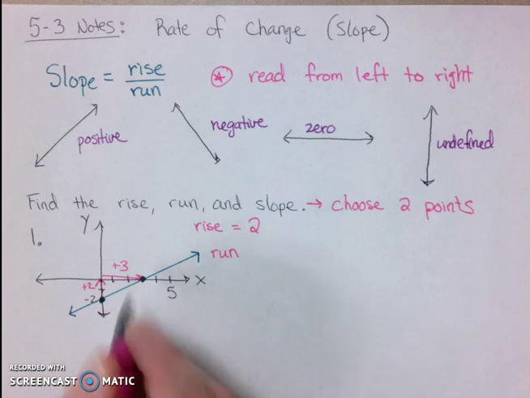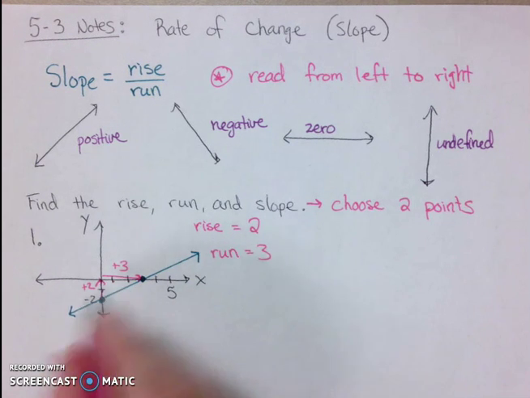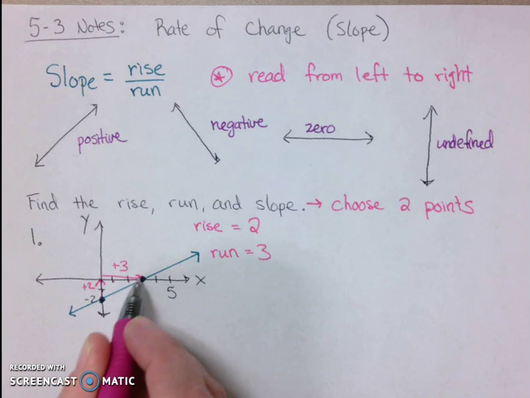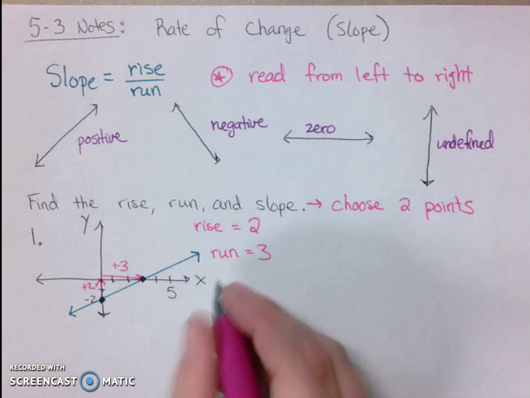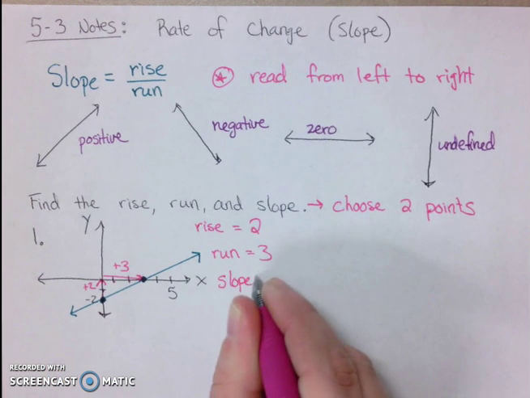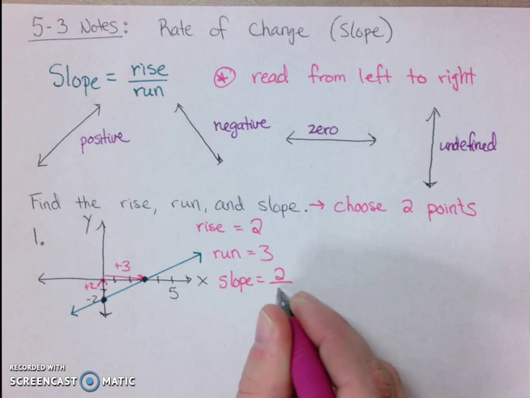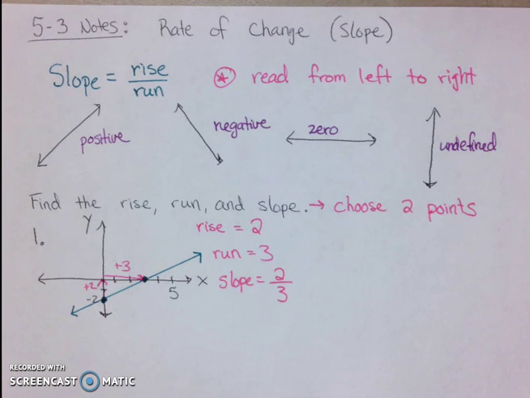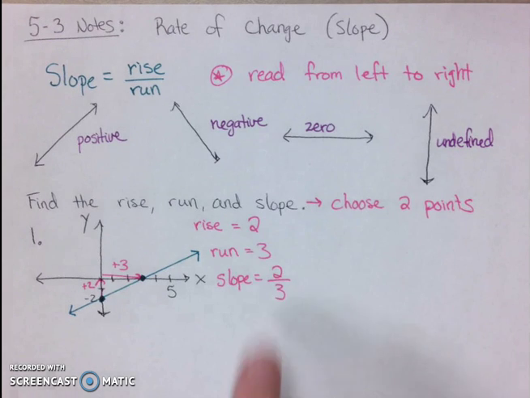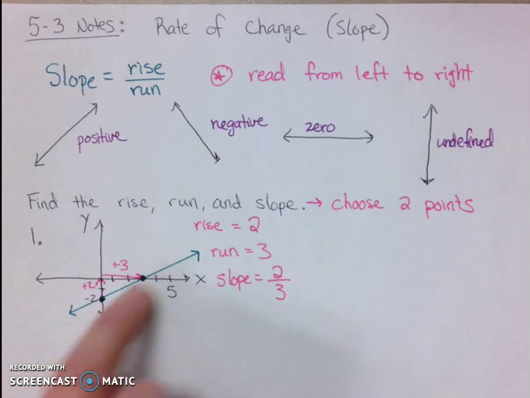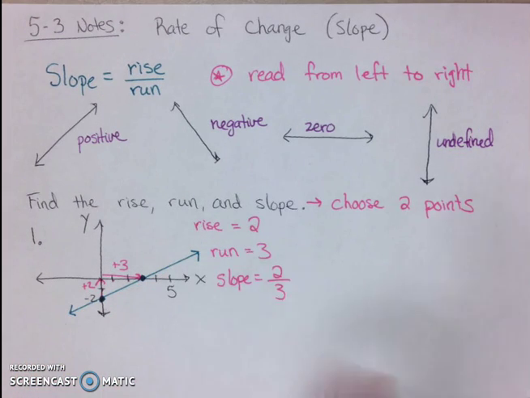Since I'm going to the right, it's positive. And your run will always be positive, because we go from left to right, the run is always positive. So then our slope is that fraction, the rise 2 over the run 3. So our slope is 2/3. And double check, it's a positive slope. The line is increasing, so it should be positive. There's our slope.